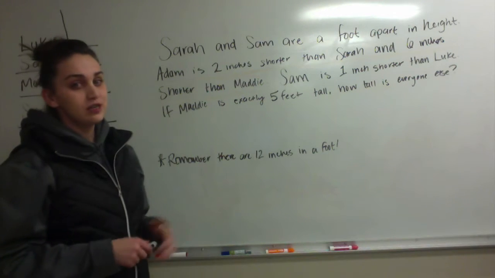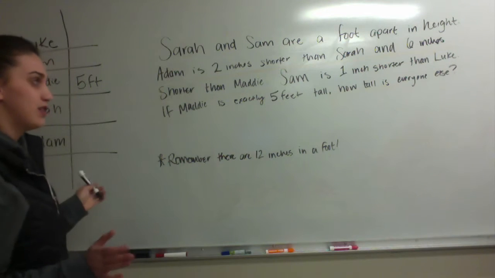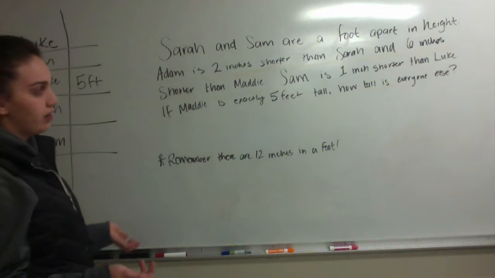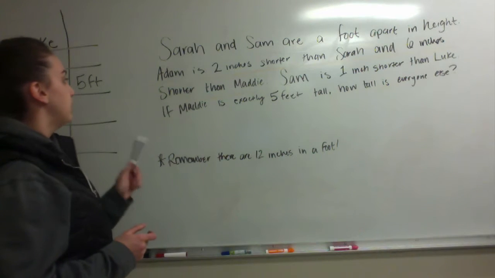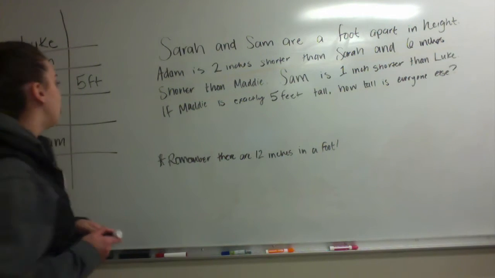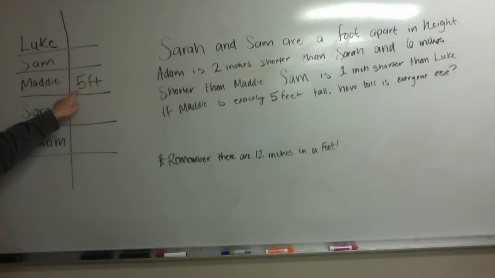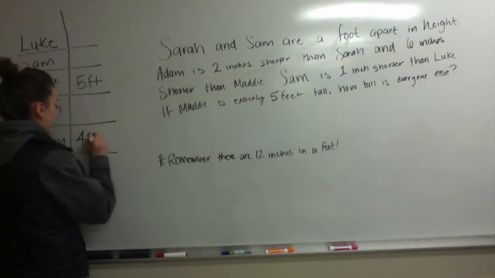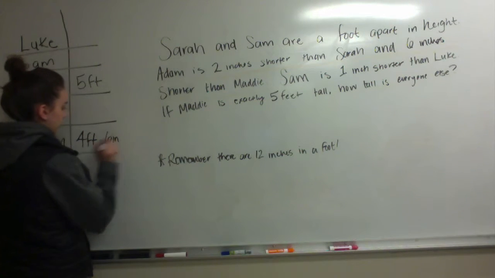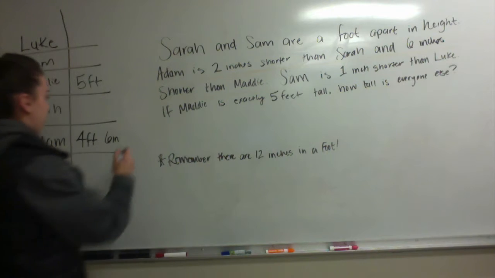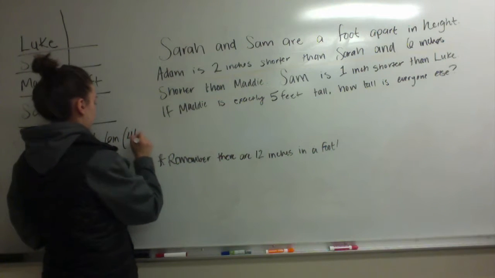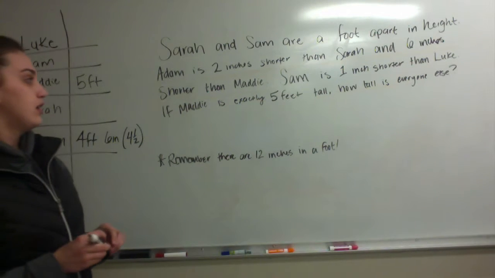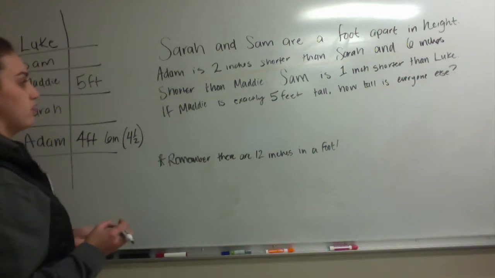Although this might help us later, we don't know how tall either of them are right now, so it's not helpful at the moment. Adam is 2 inches shorter than Sarah, but we don't know how tall Adam or Sarah are. And 6 inches shorter than Maddie. Since we know how tall Maddie is at 5 feet, we know Adam must be 6 inches shorter, which is 4 feet 6 inches, or 4.5 feet. Okay. Sam is 1 inch shorter than Luke, but we don't know either of them yet.